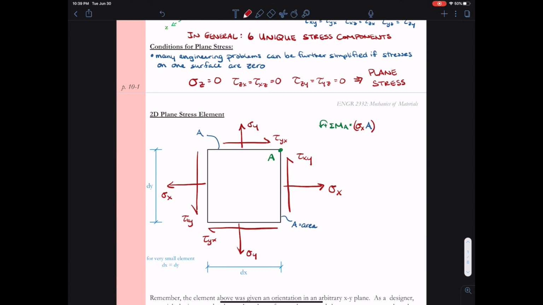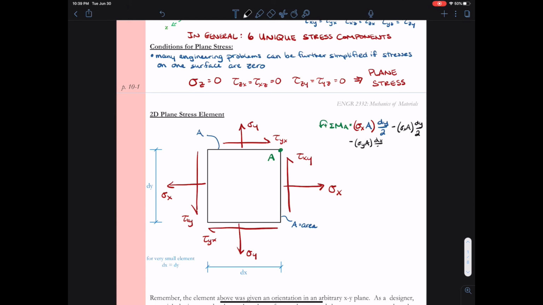So remember, from sigma equals P over A, if we rewrite that for the force, the force has to be sigma times area. Right now I'm looking at the right hand sigma x arrow. That is a distance of dy over 2 from my point A. And again, I'll take counterclockwise moments as my positive direction. If I consider the left hand arrow, I then get a negative sigma x times A times dy over 2.